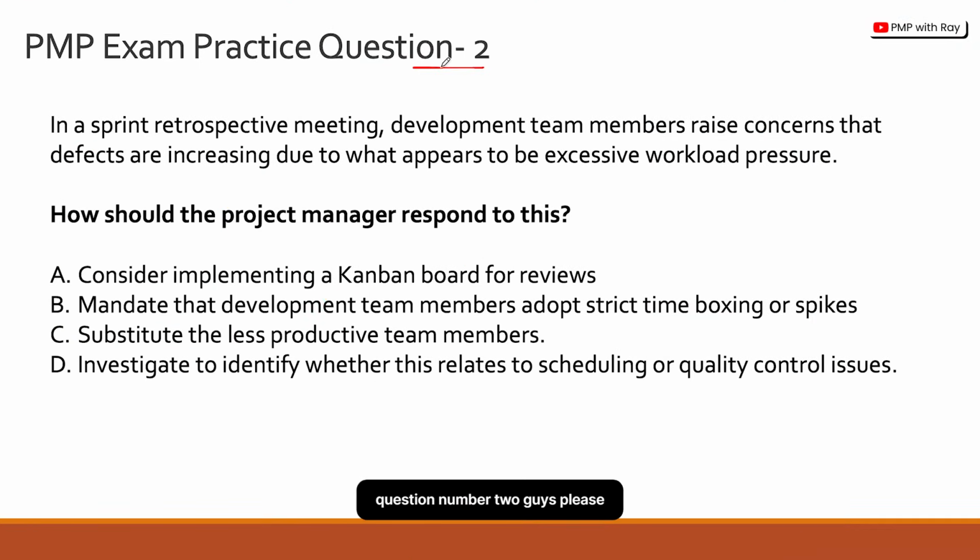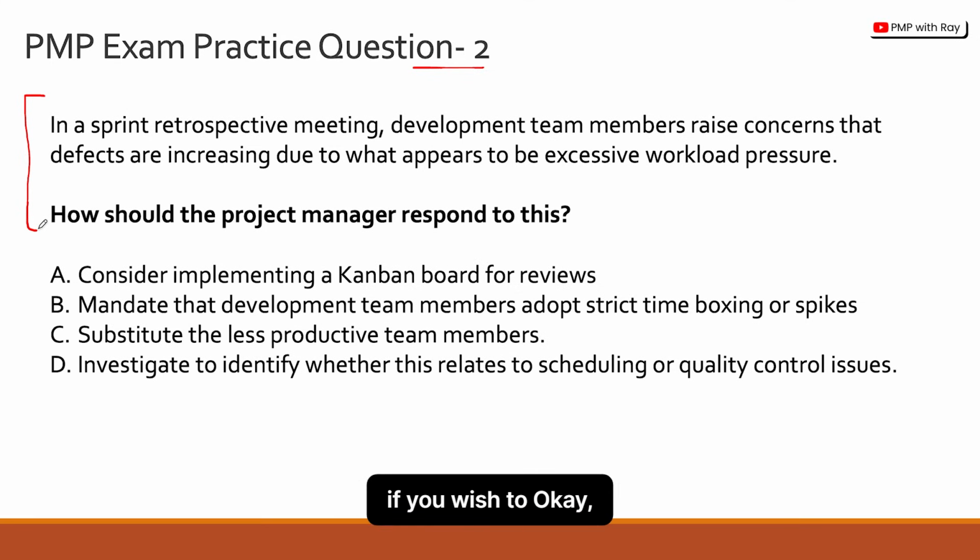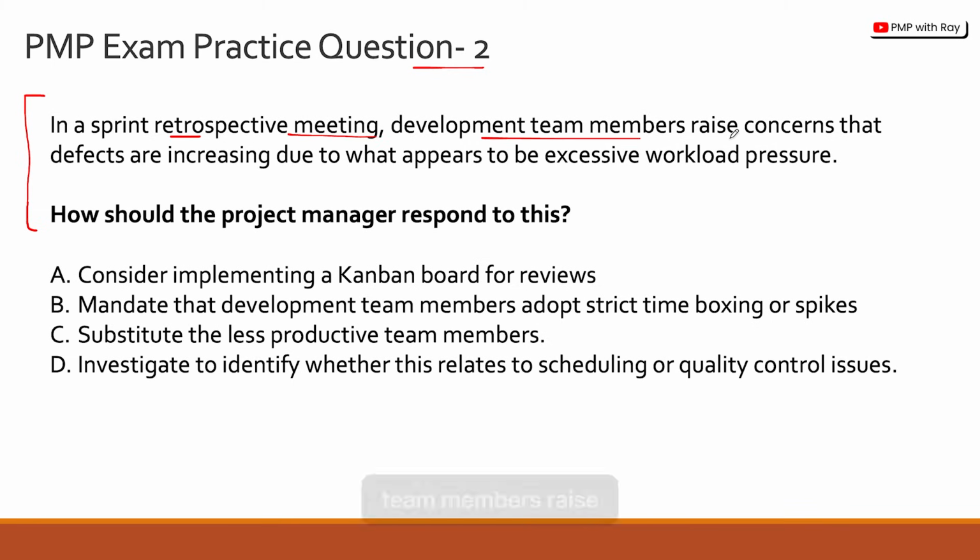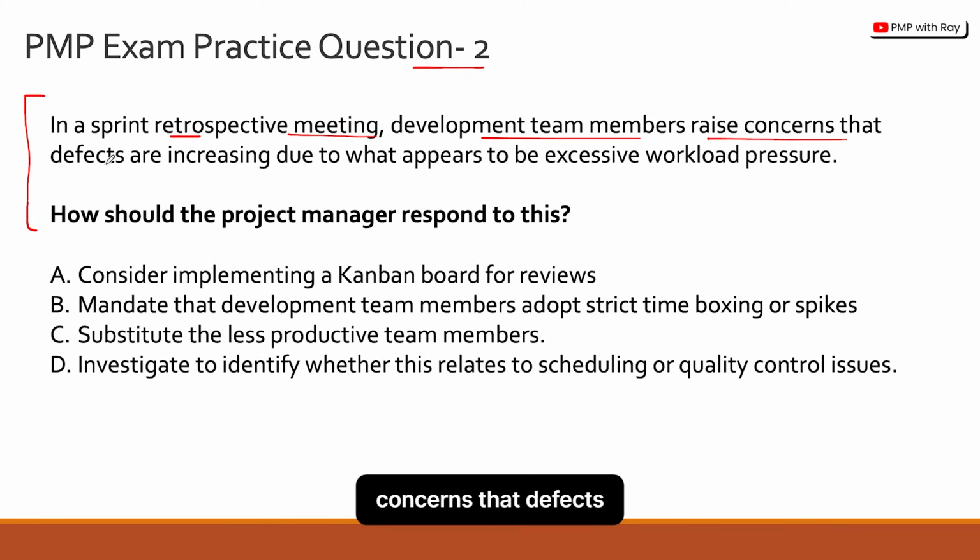Right, so question number 2, guys, please try to solve this question yourself. You can pause the video here if you wish to. Okay, so let's get started. In a sprint retrospective meeting, development team members raise concerns that defects are increasing due to what appears to be excessive workload pressure. Okay, now the key term here is "what appears."